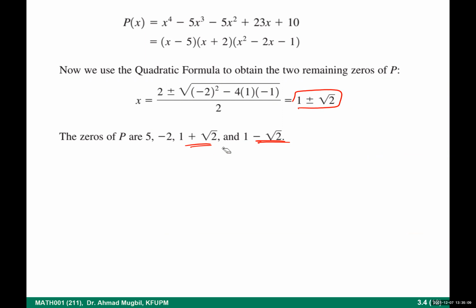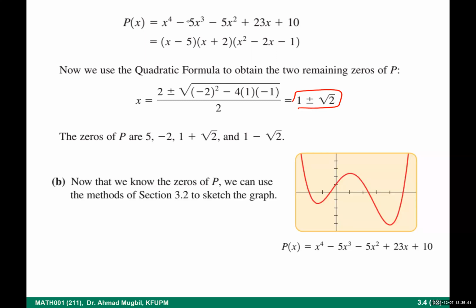Right? Now the second part is about sketching the graph. 3.2 and 3.4 now together. How to sketch the graph of this polynomial? The end behavior: it is a polynomial of even degree with positive leading coefficient. So it will be up to the left, up to the right. And we have 4 zeros, all of them of multiplicity 1, so it will cross at each one of them. If you try to sketch the graph, it will look like this.